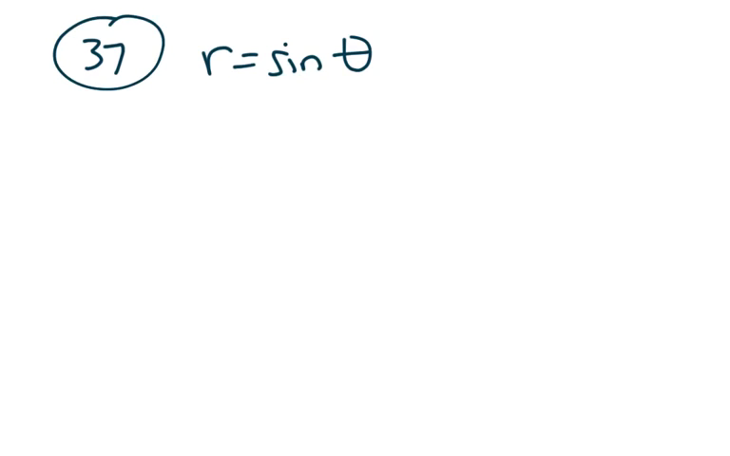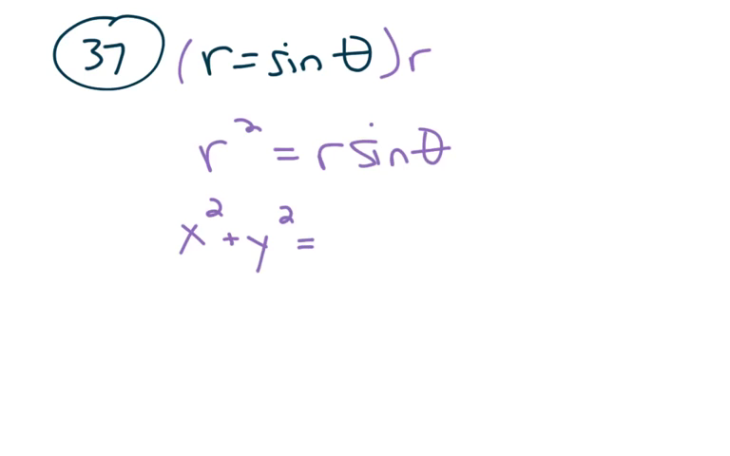In order to rewrite r equals sine theta, I'm going to multiply both sides of the equation by r, so I get r squared is equal to r sine theta. Because now I'm going to replace r squared with x squared plus y squared, and r sine theta is y.